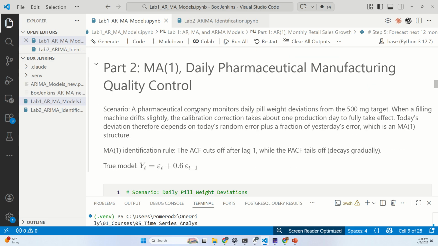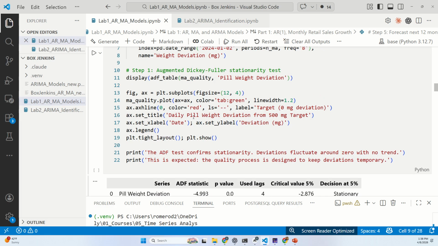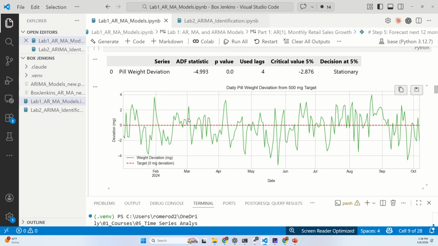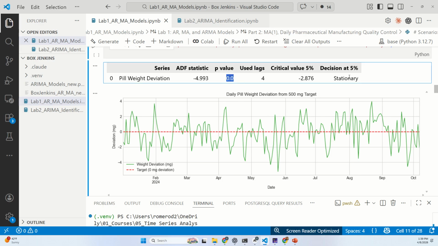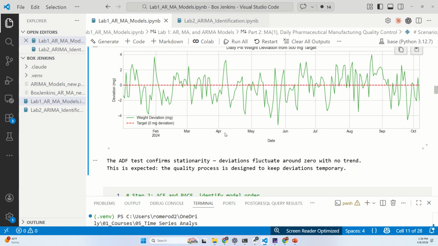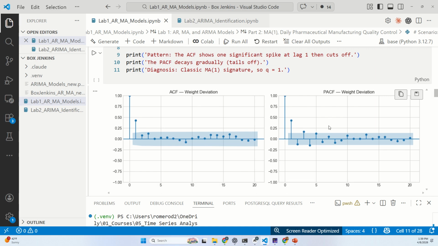Okay, let's check the second example. This is for a pill. Imagine a pharmaceutical company analyzing weight deviations. So this is the time series. They check first if it's stationary, so the p-value tends to 0. Therefore, it's stationary. We reject the null hypothesis that it is non-stationary. So we proceed with ACF and PACF.